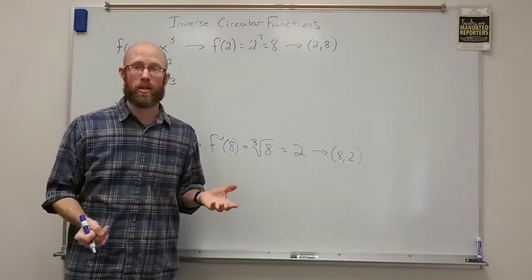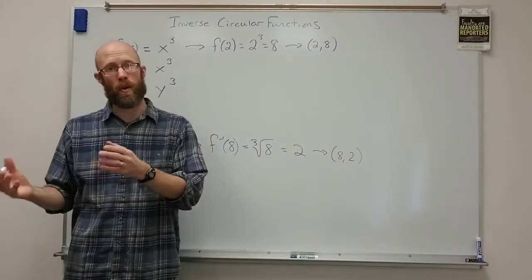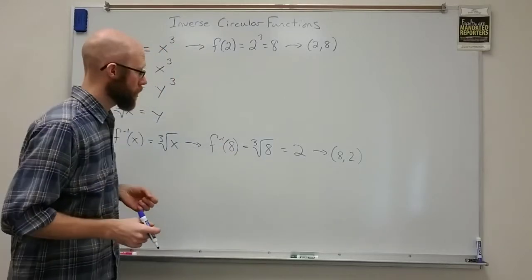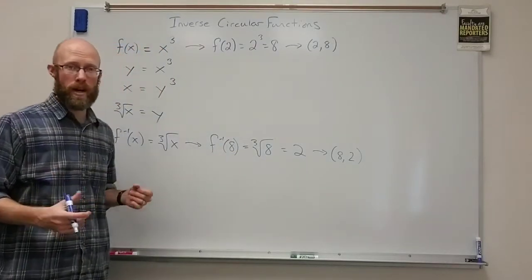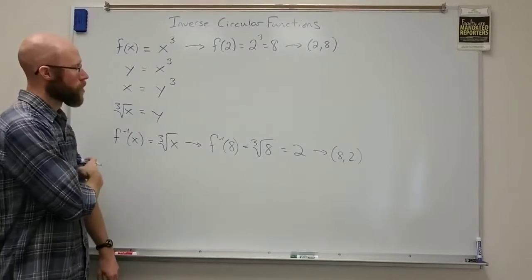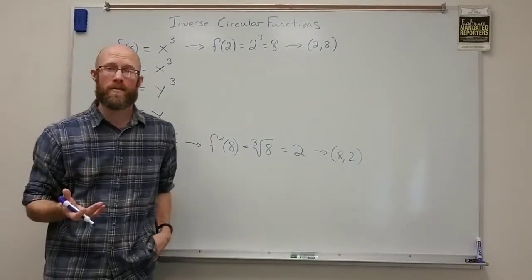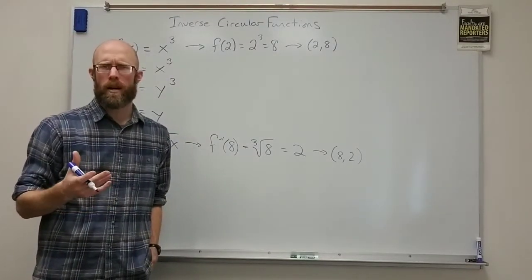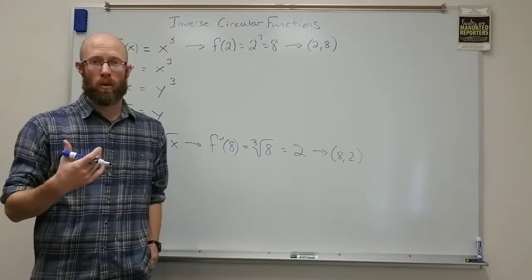Your intercepts switch. Your x-intercepts become your y-intercepts, and your y-intercepts become your x-intercepts, okay? So it's all back and forth. Your x's and y's all switch. What's also interesting is that the graphs switch in a weird way. They end up being a reflection.